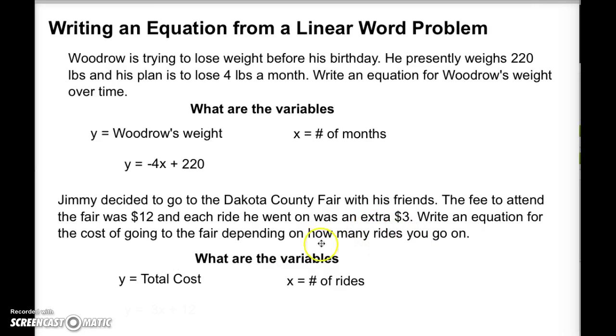So when I write this equation, again I always start with y equals. Now, every ride he goes on is an extra $3. That means I'm going to take the number of rides I go on and multiply it by 3. So my equation is going to start off with y equals 3 times x. And the last part of this equation is I have to know where he started. Well, just to get into the fair, it was $12. So I'm going to put plus 12. This means I'm going to take 3 times the number of rides he goes on and add 12 to get his total cost.